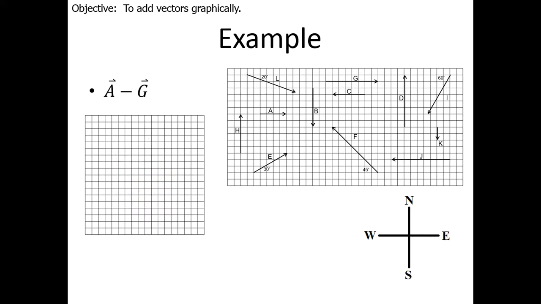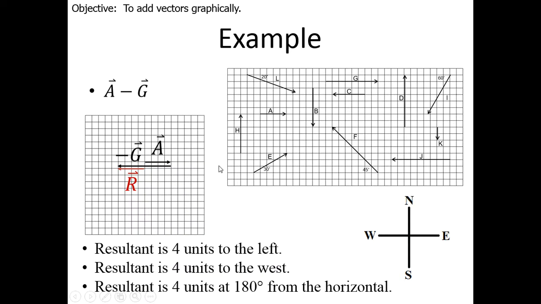Let's go ahead and subtract the second one from the first. Well, A, I've done nothing to it, so I'm not going to change it. But G, because it's a negative G, I'm going to take the same magnitude and point it in the opposite direction here. And if I started here and I ended up here, the resultant is going to be 1, 2, 3, 4 units, this time to the left, or 4 units to the west, or 180 degrees from where I started. I started here, 180 degrees later, I went in that direction.